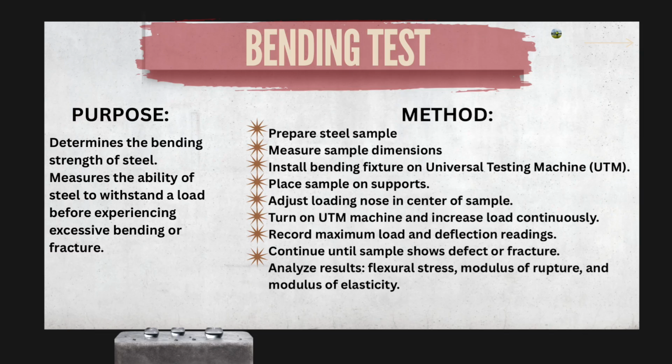Method: prepare steel sample, measure sample dimension, install bending fixture on Universal Testing Machine (UTM), place sample on support, adjust loading nose in center of sample, turn on UTM machine and increase load continuously. Record maximum load and deflection readings. Continue until sample shows defect or fracture. Analyze result: flexural stress, modulus of rupture, and modulus of elasticity.